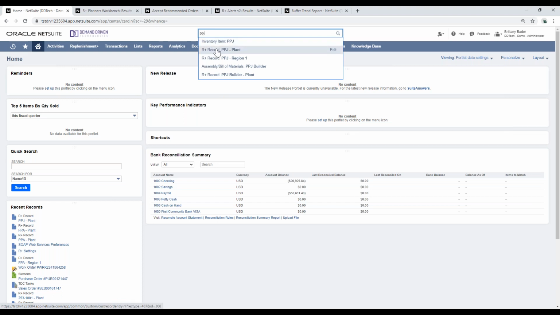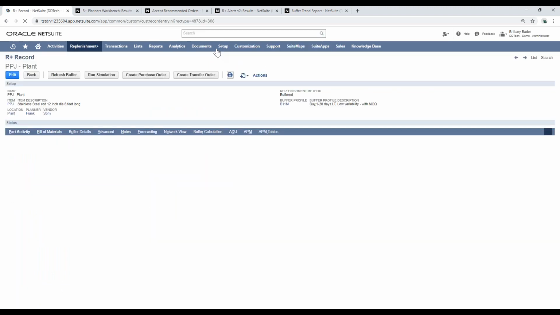If I look down here, I see that I have two R plus records. So for every location where I'm managing PPJ, I'm going to have an R plus record. So I can see that I'm managing PPJ at the plant location, and I'm also managing PPJ at the region 1 location. So I'm going to click on PPJ at the plant location.